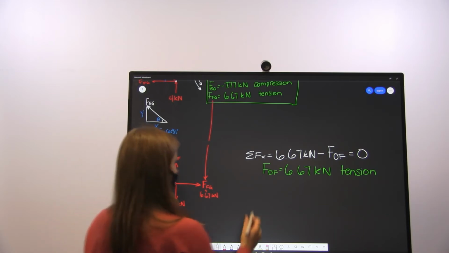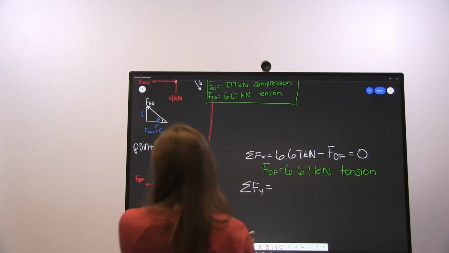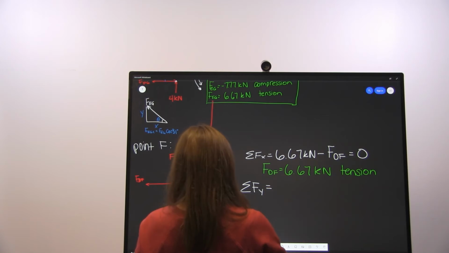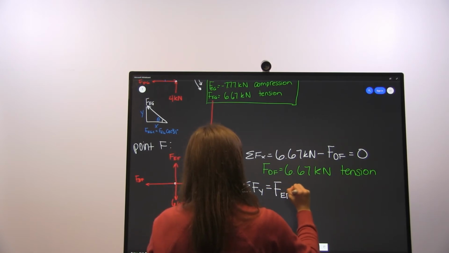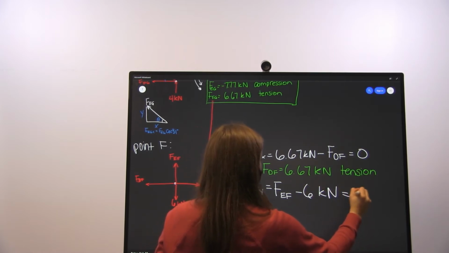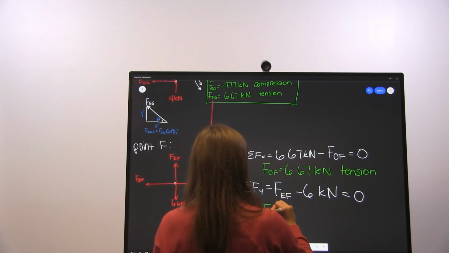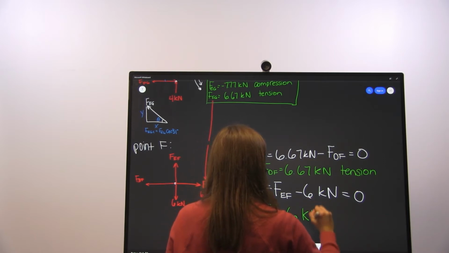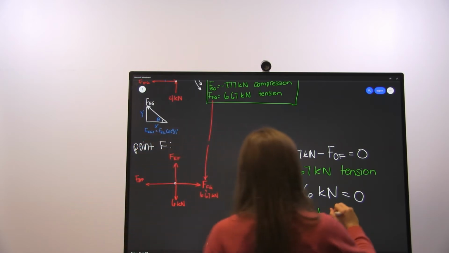So then we're going to do our forces in the y direction, and that's going to be our positive force EF minus 6 kilonewtons equals 0. And there we get force EF is equal to 6 kilonewtons. And that is also tension, because that's positive.